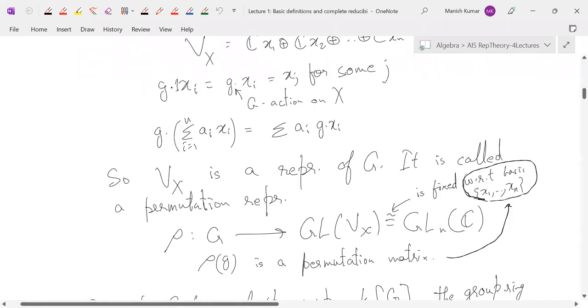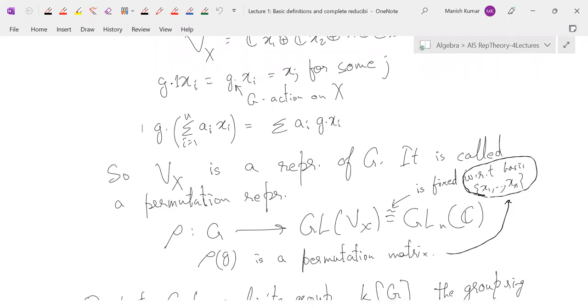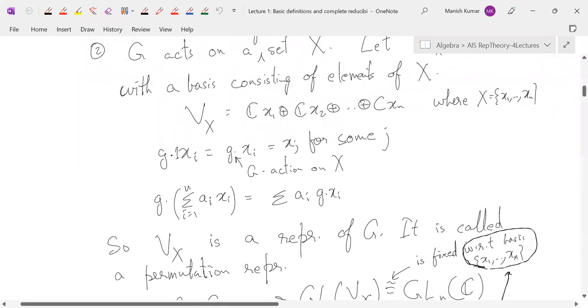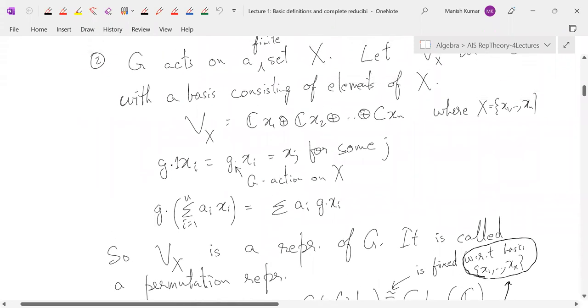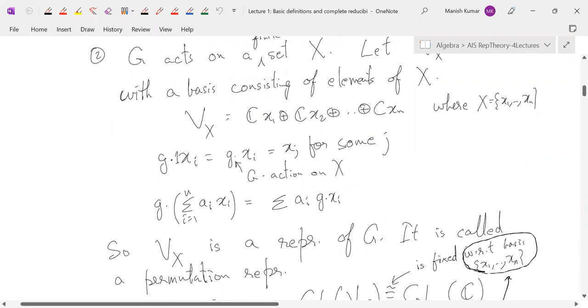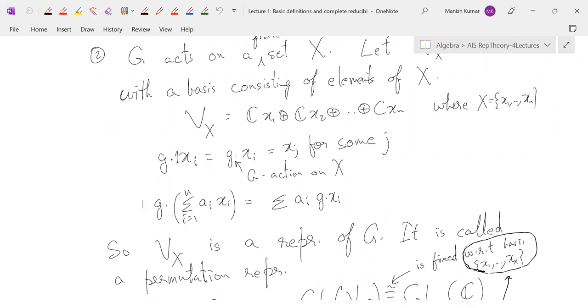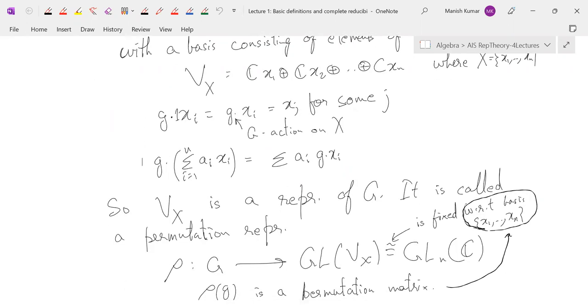Representation goes. So V_X is a representation of G, and this representation is called the permutation representation. Given any action of G on a set X, it gives you a representation, which is V_X. Any questions? No. Okay. Then this V_X representation is called a permutation representation.